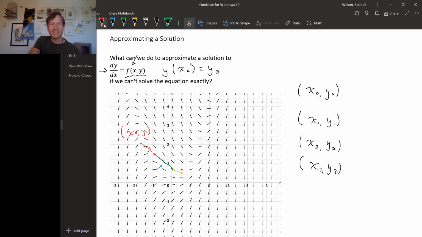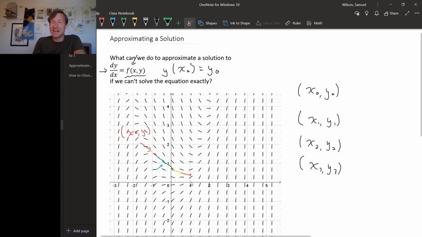Then just keep doing this as long as you feel like it's productive, or as long as you need an approximate solution for. Remember, even on points where there isn't a little tick mark, the function f of x, y will give us a slope that we could follow. So maybe it would be something like this. You can generate as many points as you need to, and since at every point you're just following a tangent line, it's going to approximate a solution.